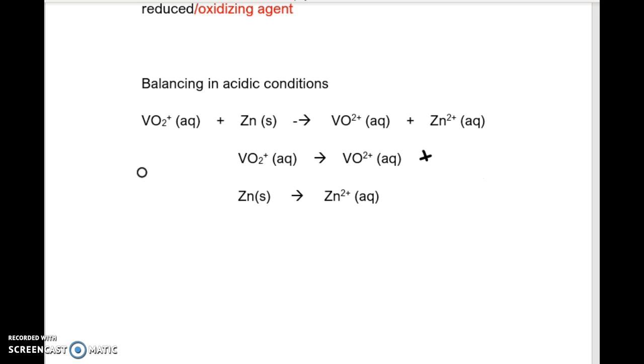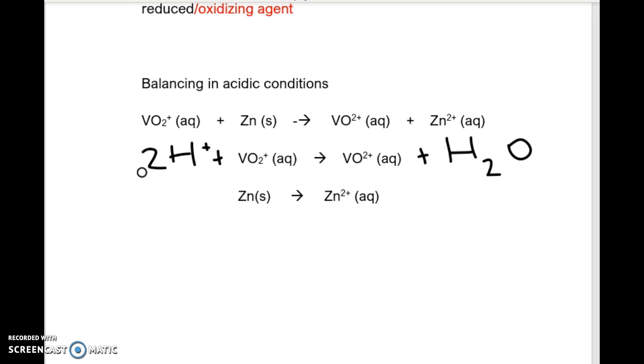So to balance the oxygens, you always add water, right? Since I need one more oxygen, I'm going to add one water molecule to this side. Now we have two oxygens on both sides. But at the same time, I've now introduced two H's over here, so I need to balance that. So to balance that, I just add two H pluses over here.